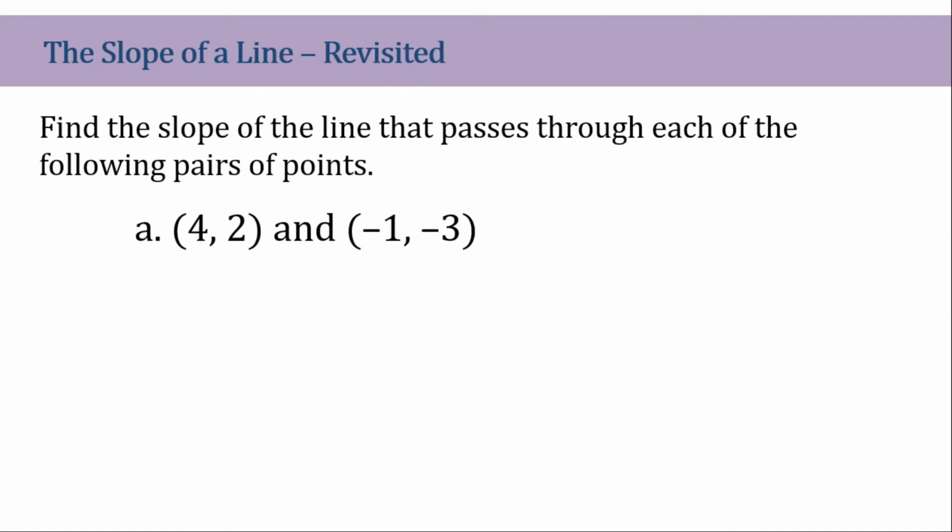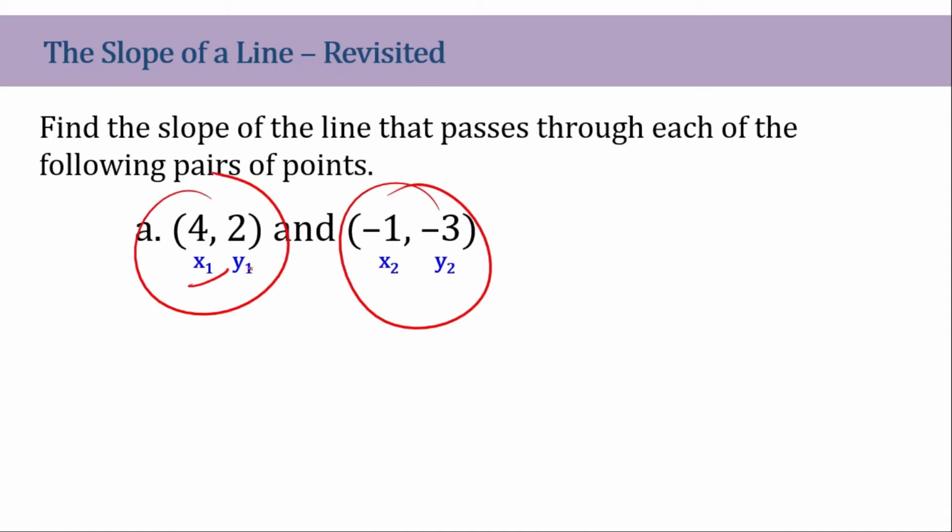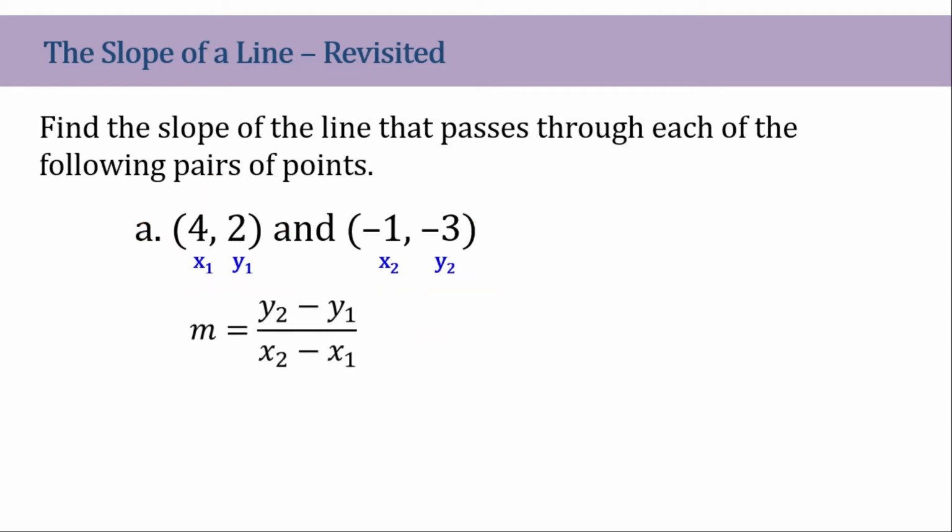Now let's start with the first points, that is 4 comma 2 and negative 1 comma 3. Let's find the slope of the line that passes through these points. First we will be assigning variables. This will be our point 1 and our point 2. So this is x sub 1, y sub 1, x sub 2, y sub 2. So we will write the slope formula, and the next step, much easier, is to substitute all our given into our formula.